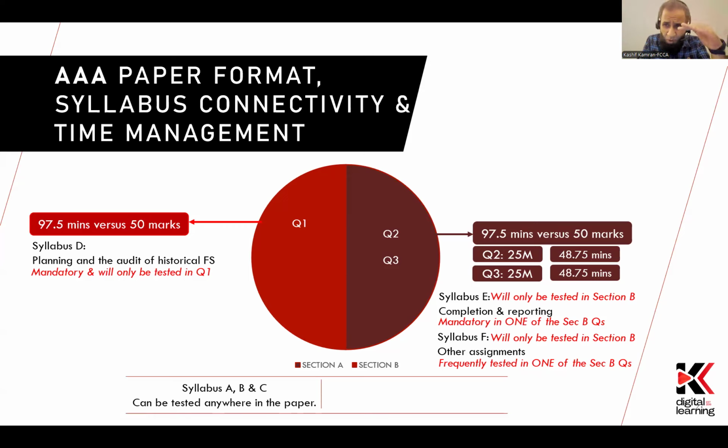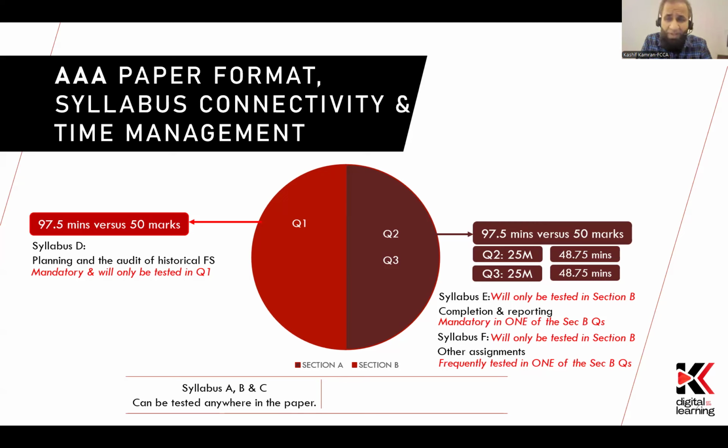Syllabus area at the bottom of my presentation, you can now see ABC. They can be tested anywhere in the paper. They're flexible. So I call D, E, F fixed. They cannot change. A, B, C is flexible. It could be in A, it could be in B. And in one exam sitting, you can find them in A as well as B. So the examiner can use ABC as they want to.